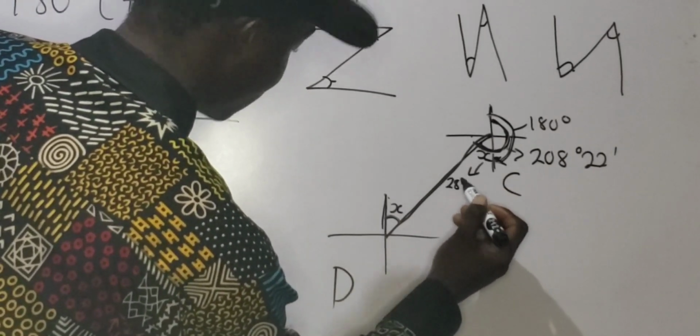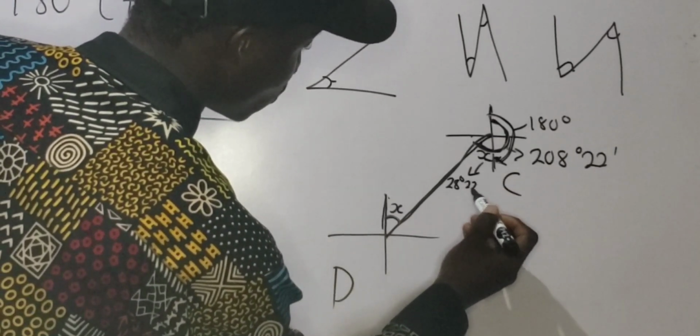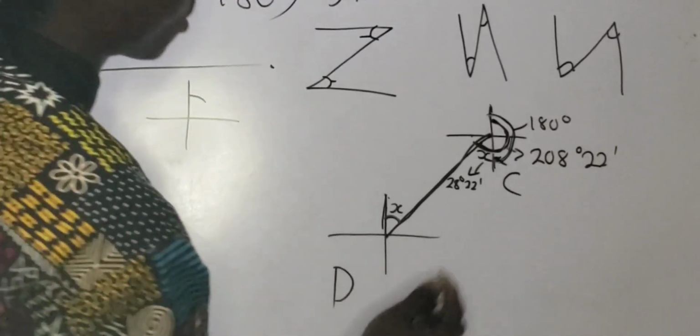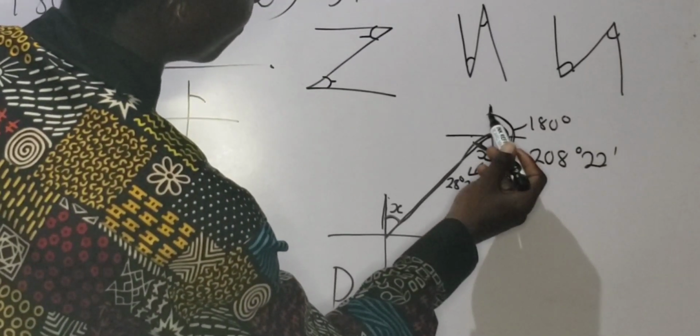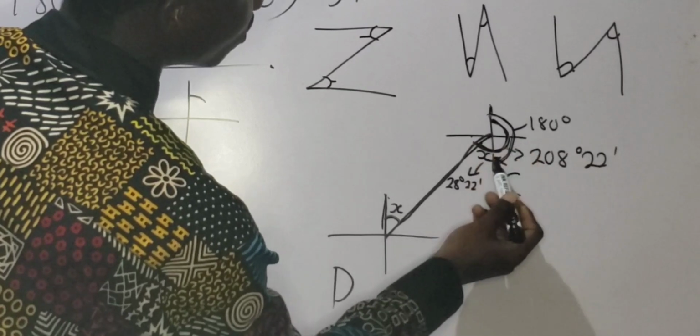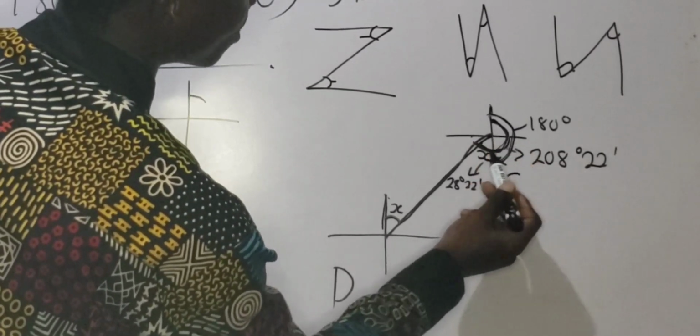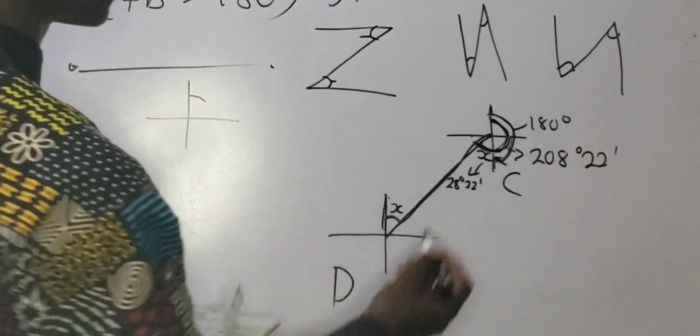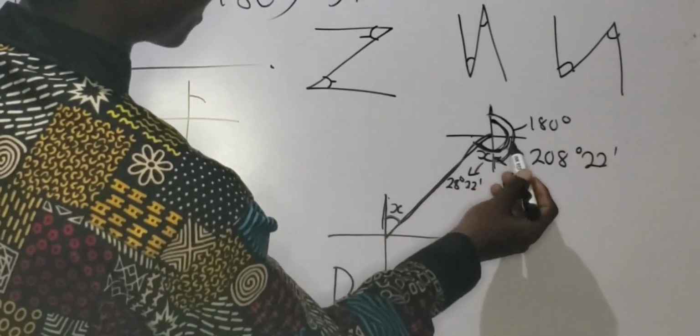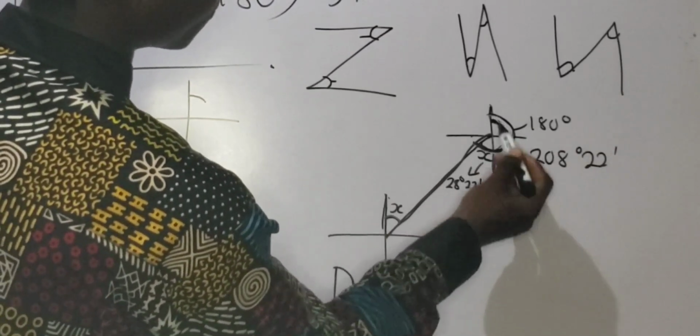28 degrees 22 minutes. Do you understand? Because from the north pole to this point is 180 degrees. But they have already given me that from this point to this point is 208 degrees 22 minutes. So in order to get this small angle, I'm going to subtract this angle from this angle.